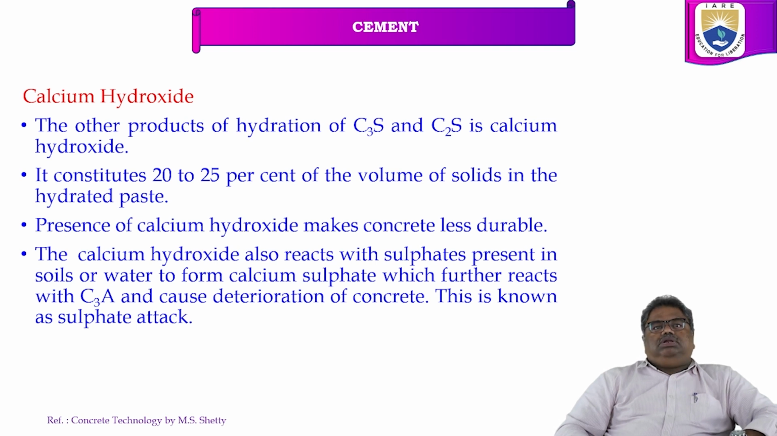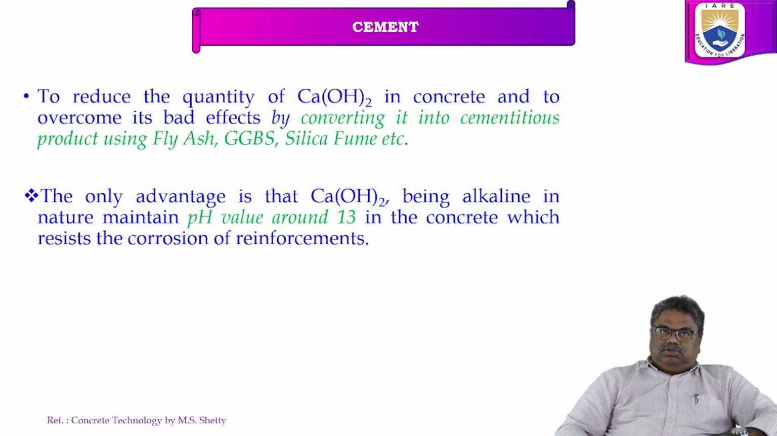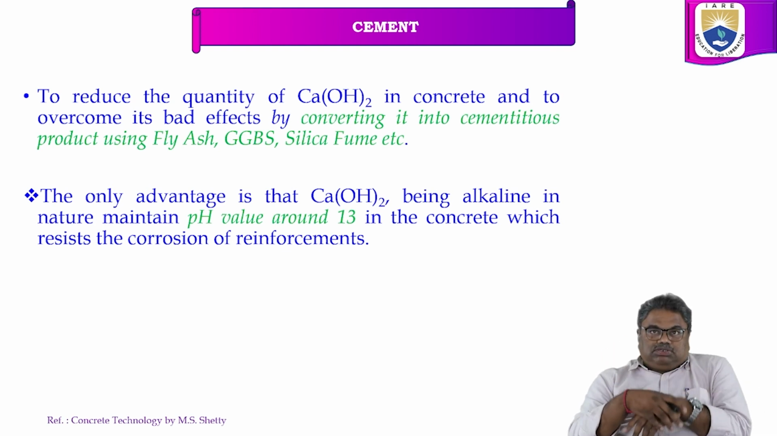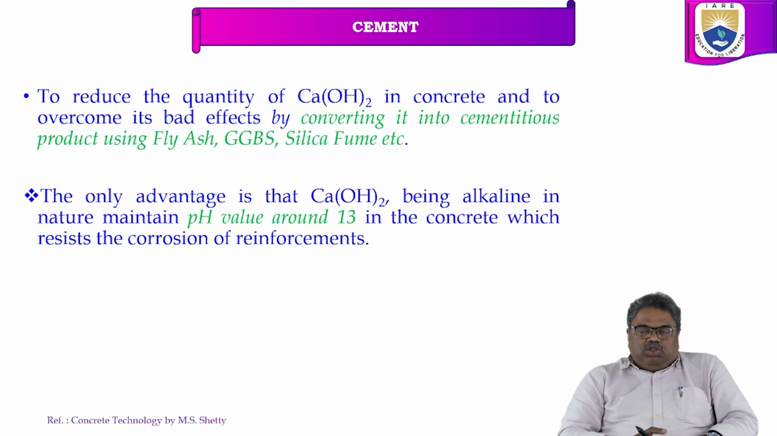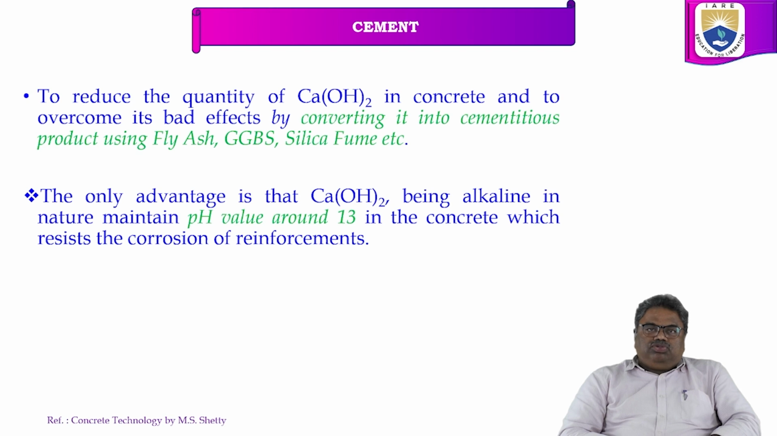So calcium hydroxide is very dangerous in the concrete, and we have to reduce it. On what basis, and how, do we reduce calcium hydroxide? We can reduce it by using cementitious products, or you can say mineral admixtures, for example, fly ash, GGBS, silica fume, etc.